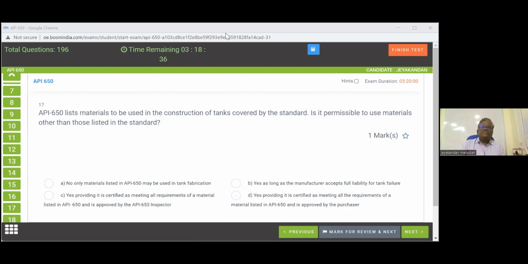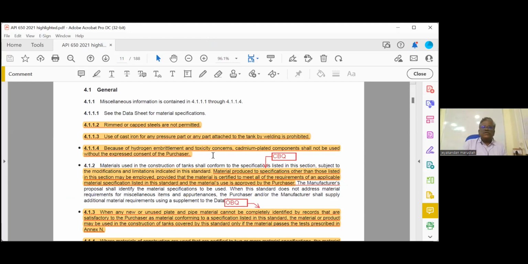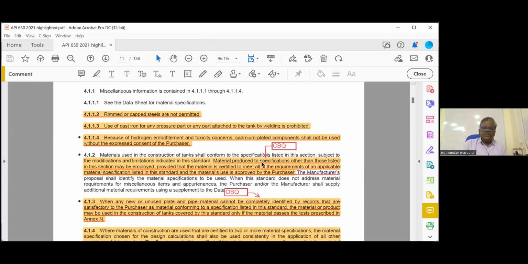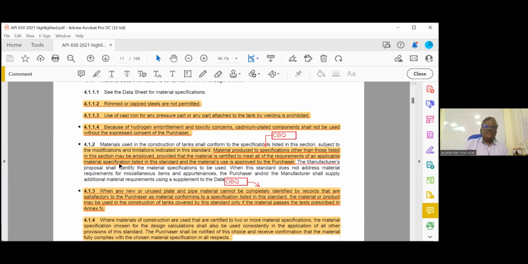So where is it given? Okay, just a minute. Shall we go on, we just started. Right, so the answer is D. Where it is given, if you go to this one, you can see here: metal produced to specifications other than those listed in this section may be employed, provided the metal certificate conforms to all the requirements of an applicable metal specification listed in the standard and the metal is approved by the purchaser. That is the answer.